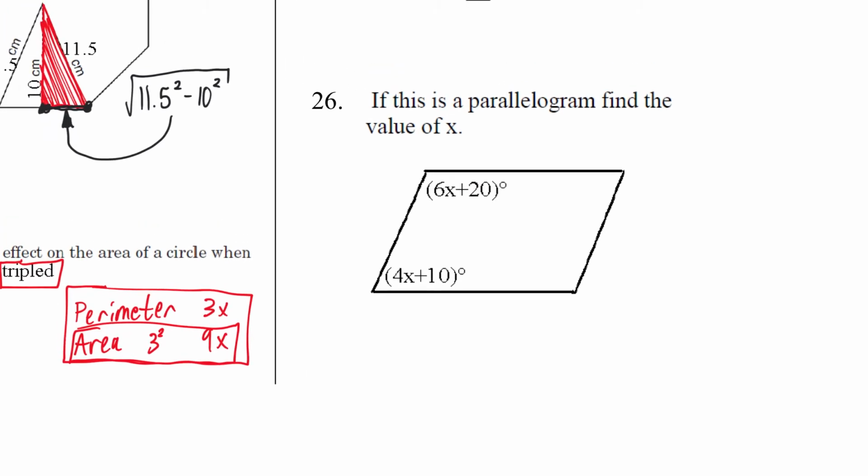Okay, on number 26, these angles right here are supplementary. So 6x plus 20 plus 4x plus 10 equals 180. And then you'll solve for x from there.